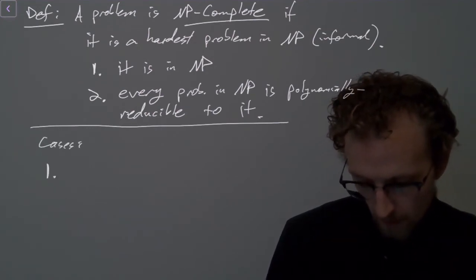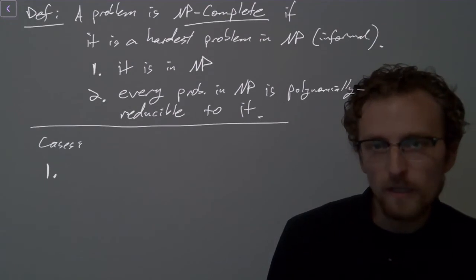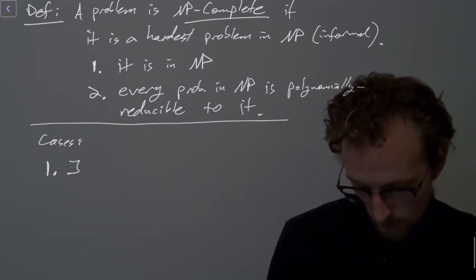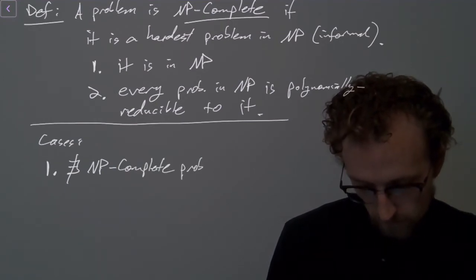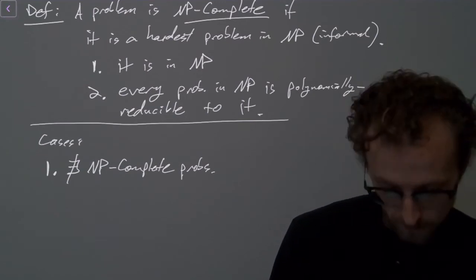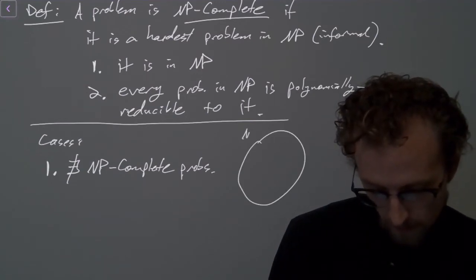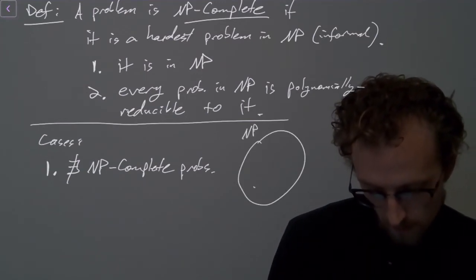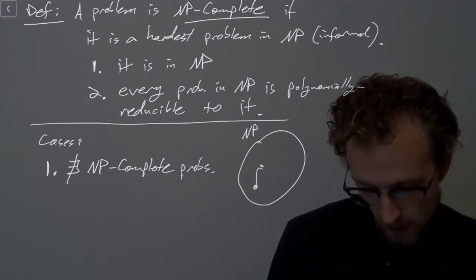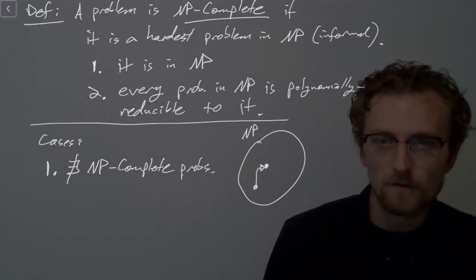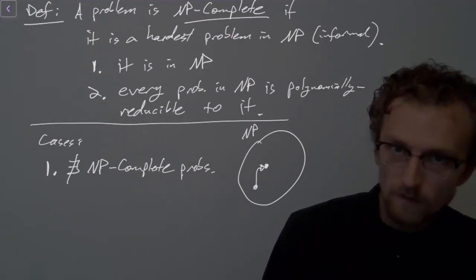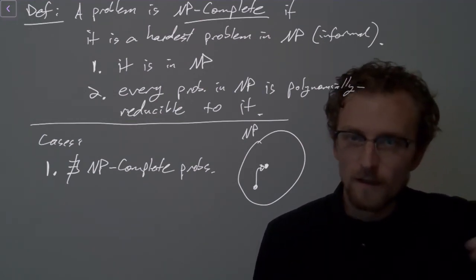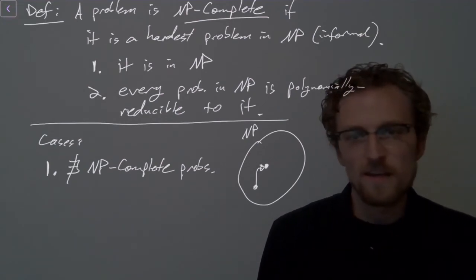So 1, there could be no NP complete problems. Okay, what would this mean? Well, if you had this big class NP, this would mean, anywhere you start, you could create a chain of problem reductions that goes on forever in NP, right? So there could be a sequence of harder and harder and harder problems that never ends, right?